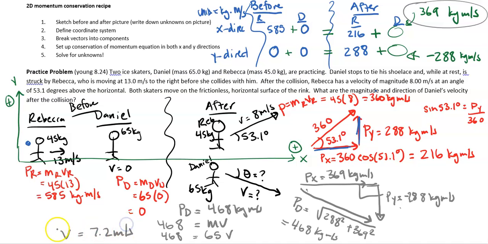I get 7.2 meters per second. Cool. And you know what? I should call that the speed, because I still need to find the direction. So the speed is 7.2 meters per second. We'll figure out the direction so we have the total velocity. Okay, so now let's see if we can figure out this angle.